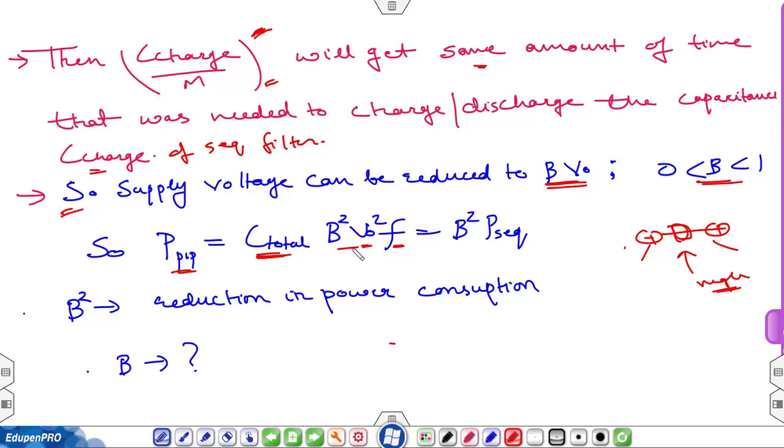So C total is not changed, and supply voltage can be reduced by factor beta, so the overall voltage term is beta square V naught square. This F, the sampling rate for the FIR filter and the pipeline FIR filter, we are keeping the same, so this F will be the same. So this is beta square into P sequential. Beta square is the reduction in power consumption, the ratio of P pipeline divided by P sequential. Now we have to calculate this beta.